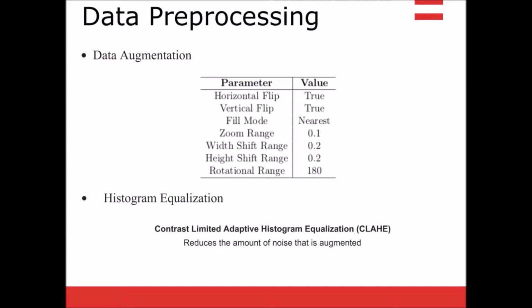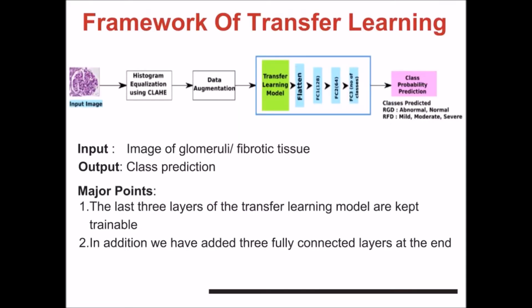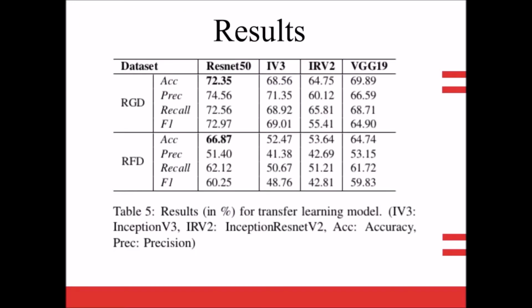The following slide shows the framework of the transfer learning architecture. The input to the system is the pre-processed image, while the output is the prediction of the class. Three fully connected layers are appended that are kept trainable, and the others are frozen with their respective weights. This slide shows the results of glomeruli and fibrosis classification using ResNet 50, Inception v3, Inception ResNet v2, and VGG19. The ResNet 50 architecture shows the best performance.